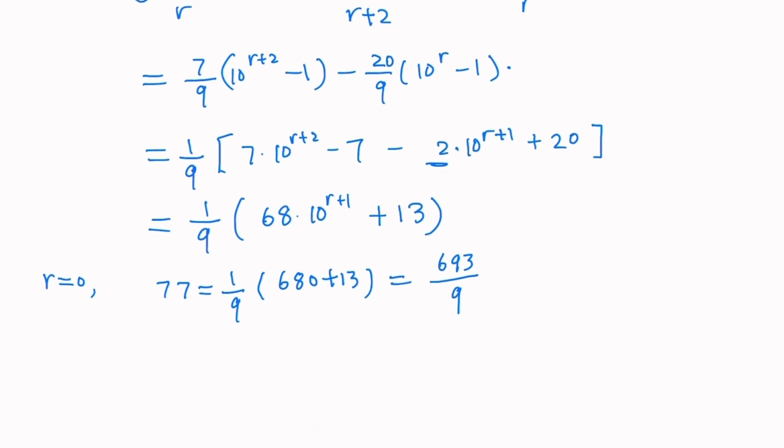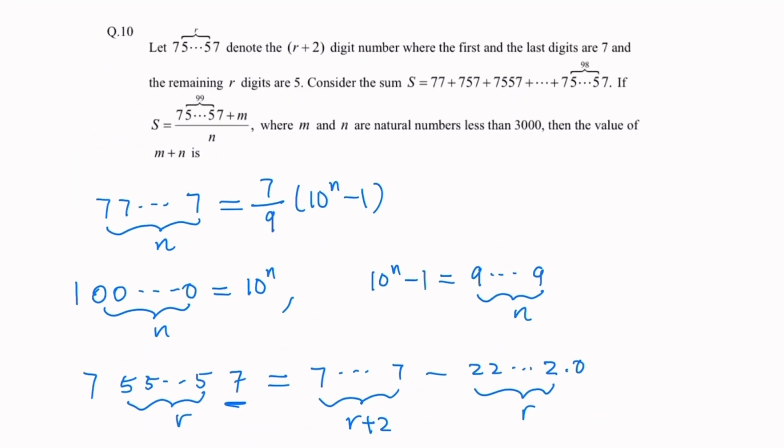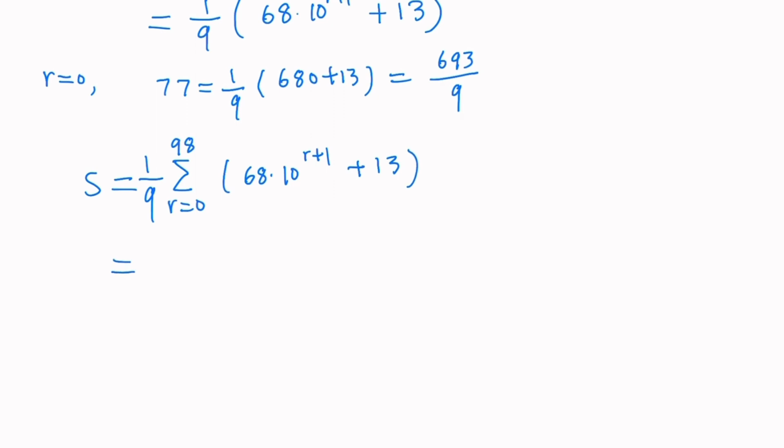So now let's go back to the question. Once we have this formula for the terms, here we're going to do the summation from r equal to 0 up to 98. So we know that S is actually equal to these terms with summation, the summation for r equals 0 to 98 of 1 over 9. We're going to take it out, 1 over 9, and then here is going to be 68 times 10 to the r plus 1's power plus 13. So use the geometric sequence formula, you can further simplify this.